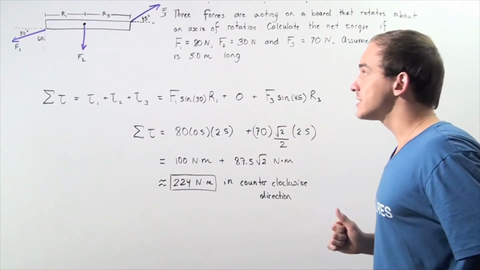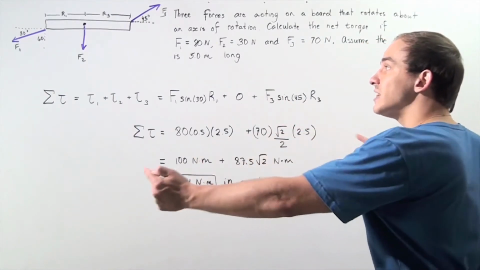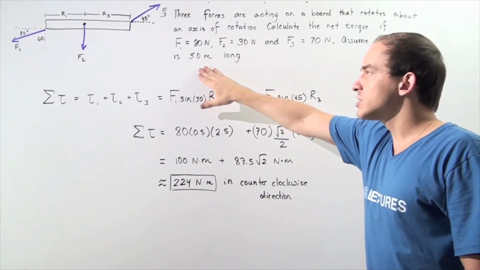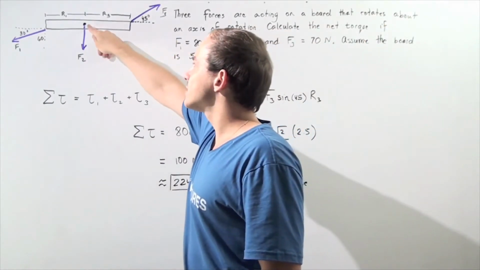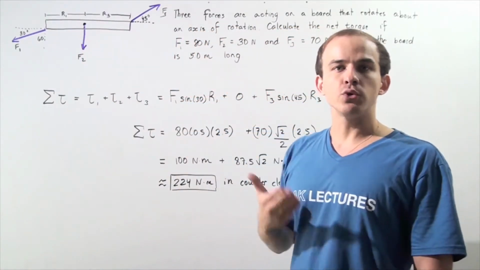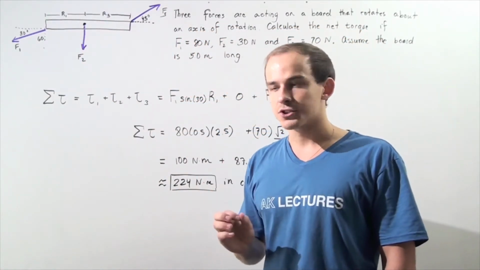Now let's make the assumption that the entire length of the board is 5 meters long. So that means from the axis of rotation to one edge is half of 5 meters, so 2.5 meters.